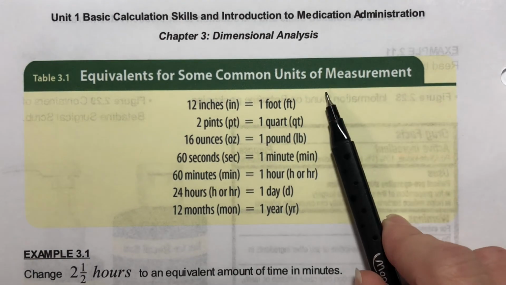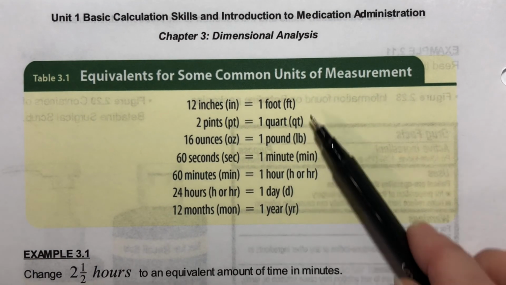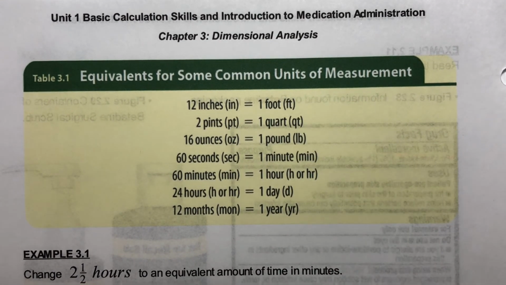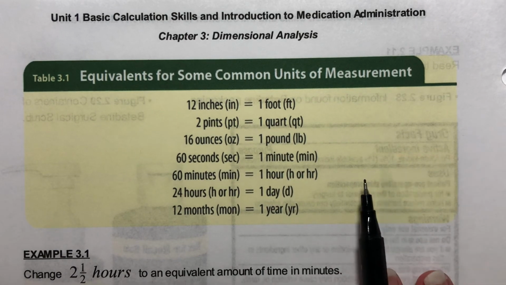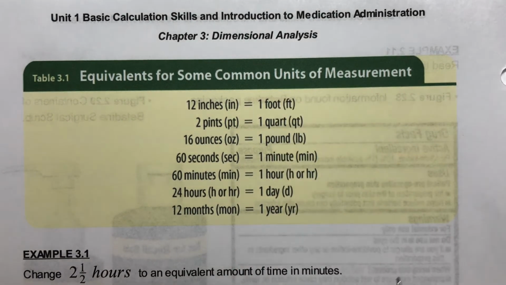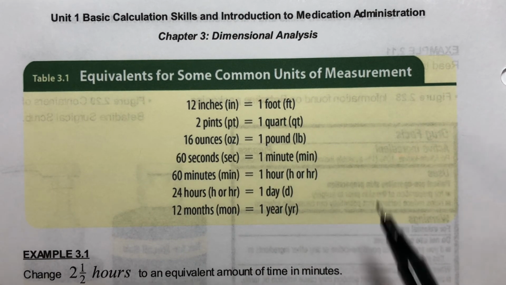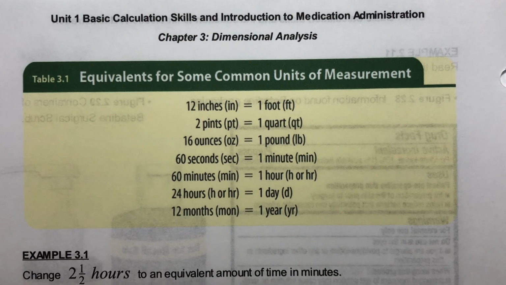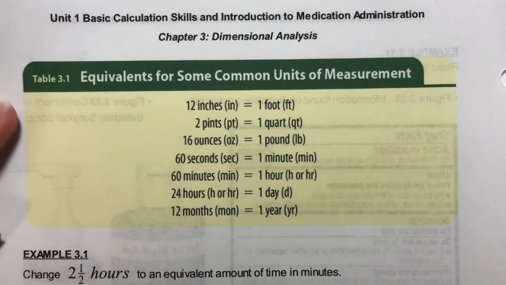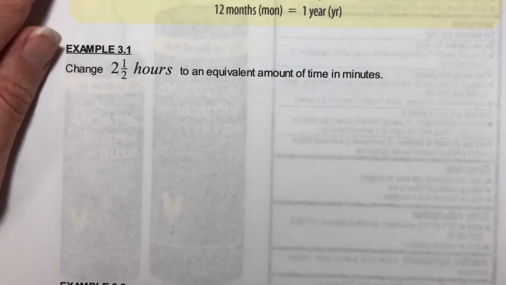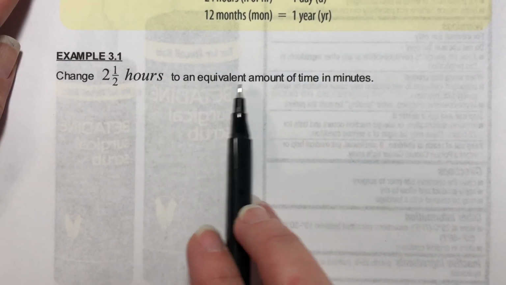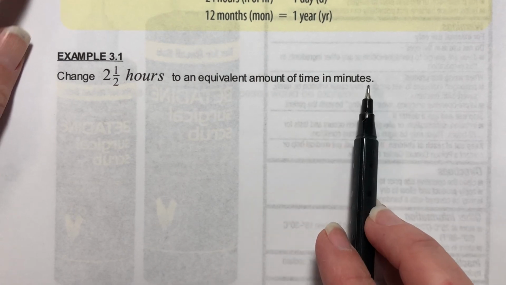All right, so we start off and we are given some usual equivalents. These are the ones for common units of measurement. This is standard common units. Basically, in the United States, we're one of, I think there's just 2 countries in the world that still use this. But anyway, that's us, so let's learn it. So how do we do this? Let's look at this first example. Change 2.5 hours to an equivalent amount of time in minutes.